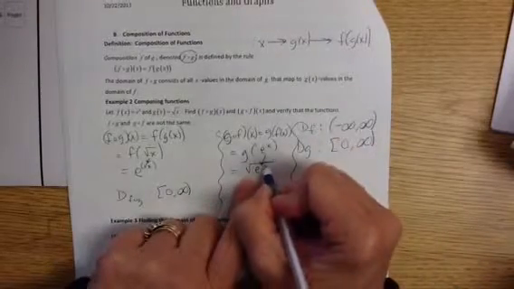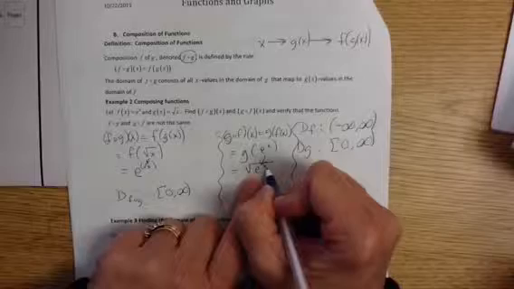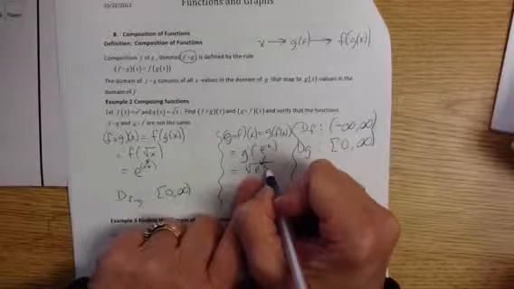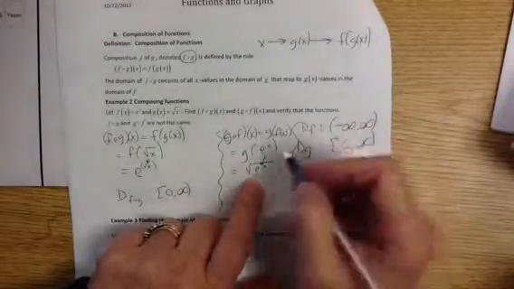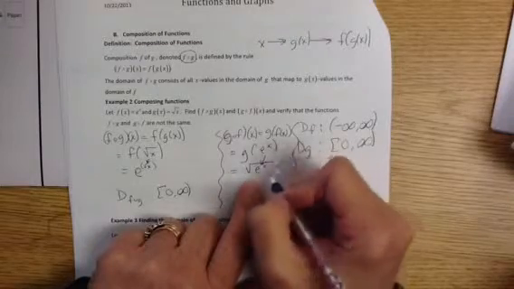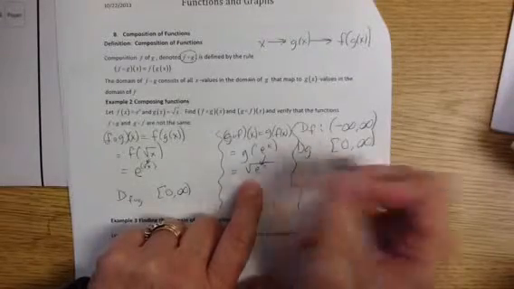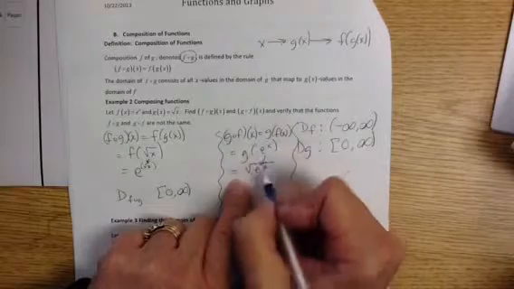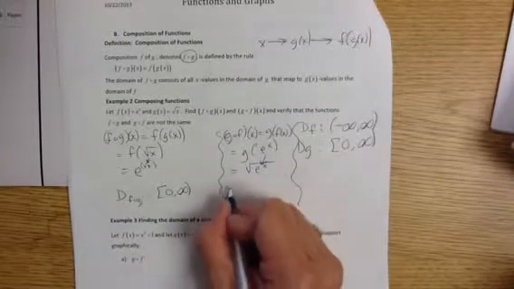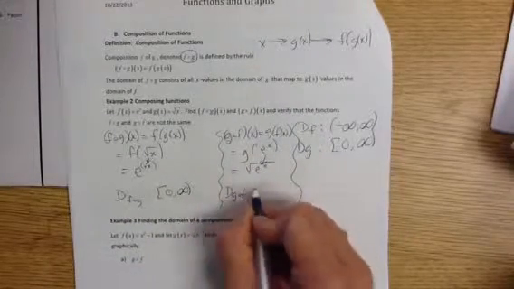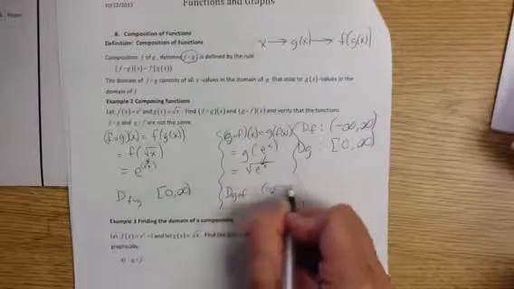I can put any number into the e to the x. I could put a negative, and that makes it 1 over e. I can put a 0, that makes it 1. Either way, I'm never going to get this to be a negative. So the domain of g of f is going to be all reals.